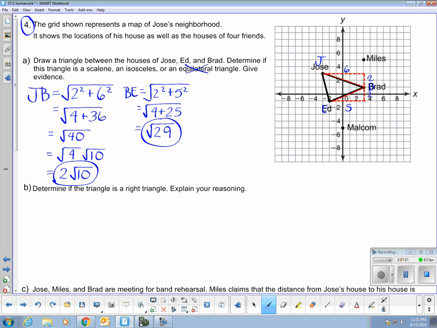And finally, the last side is JE. So drawing our right triangle. And this side is 1, and this side is 1, 2, 3, 4. So we have 1 squared plus 4 squared. And that would be the square root of 1 plus 16, or the square root of 17. So we have 3 unique different side lengths. So we're going to say that this triangle is scalene.